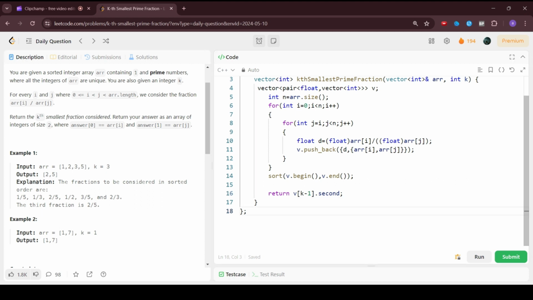For this, if we come to the time complexity, the time complexity is going to be big O of n square. Why? Because we are considering two loops, and then for sorting we are going to take log of n square. So this is going to be our sorting time complexity, and then we are going to have big O of n square for building this particular array, which is vector v. And if we come to the space complexity, we are going to take big O of n square.